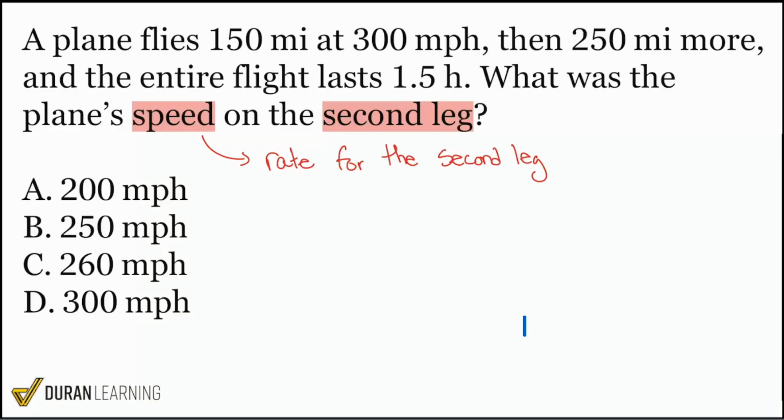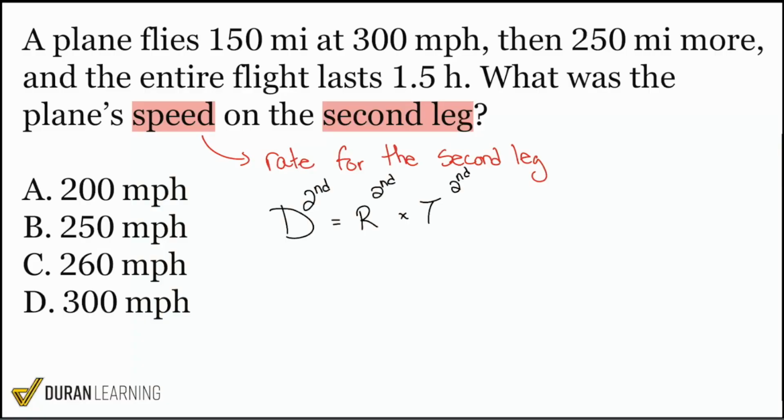Now that we know that, now that we have that envisioned, what we're going to do now is try, key word there is try, to set up our formula in that context. So I'm going to say distance for the second leg equals the rate for the second leg multiplied by the time for the second leg. We have got to be consistent.